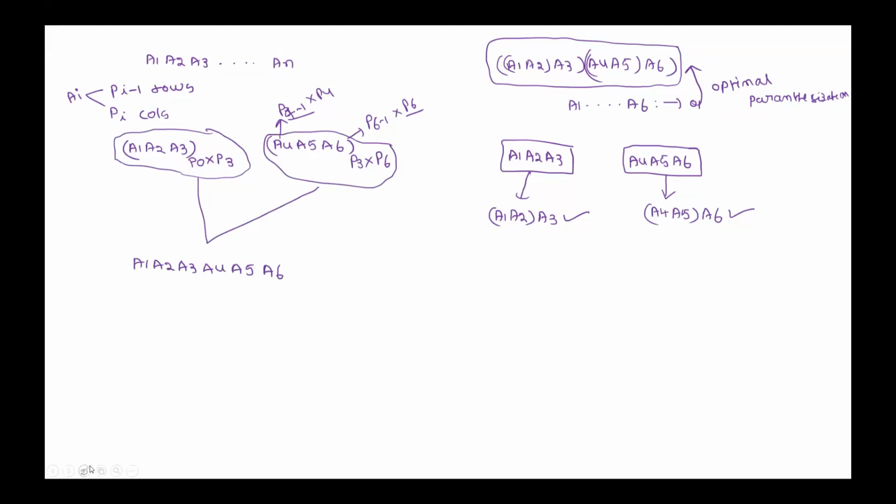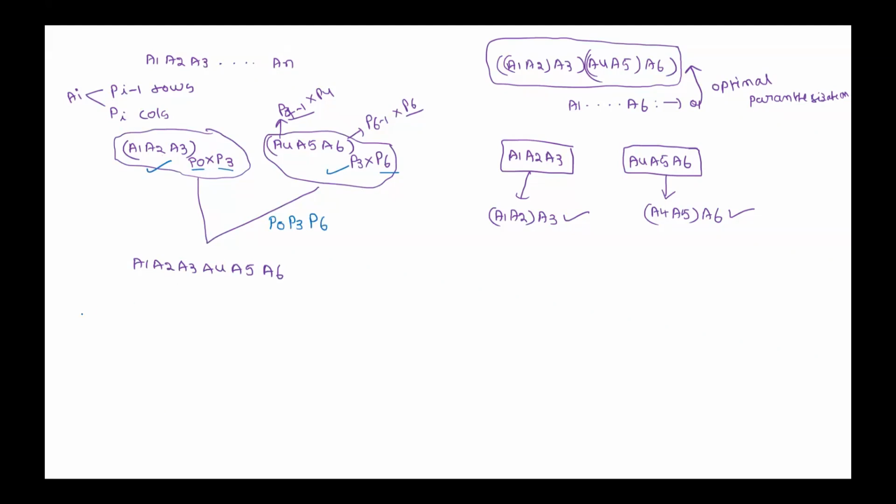So the number of multiplications we can say, that here this is again two matrix multiplication, no? This is one matrix, this is another second matrix. So the number of multiplications is P0, P3, P6. Is that correct?